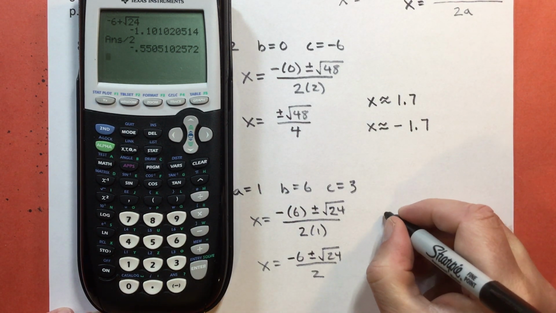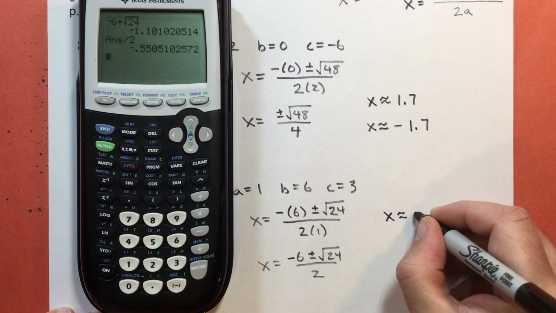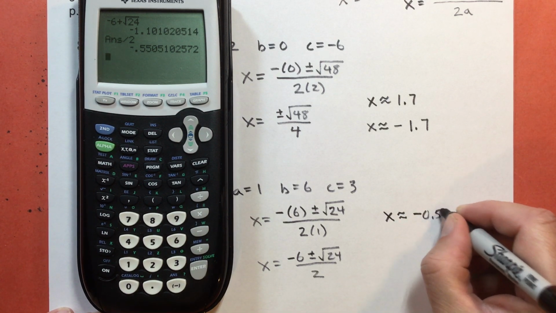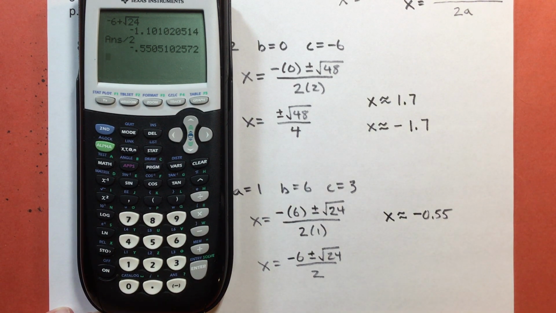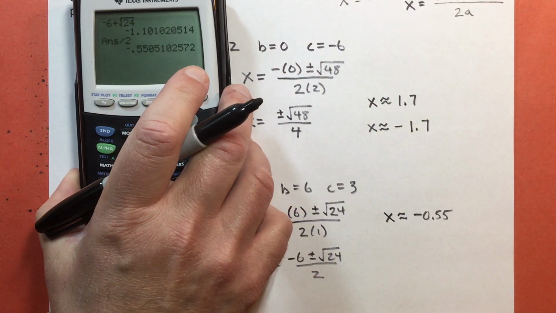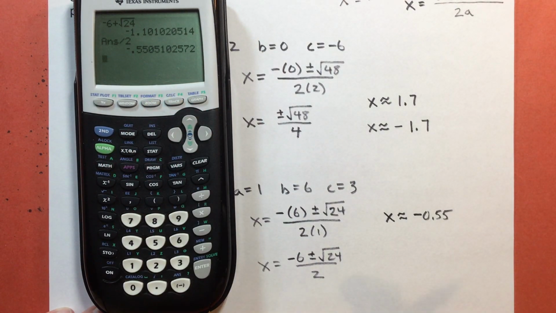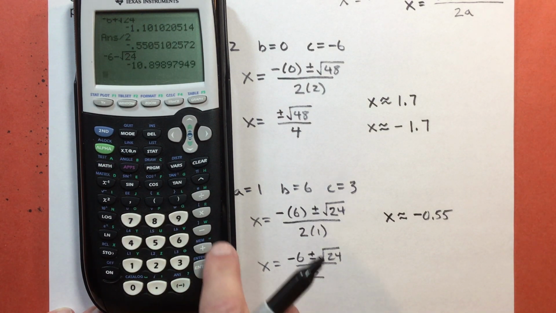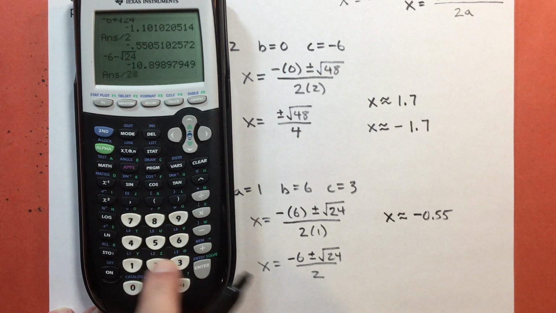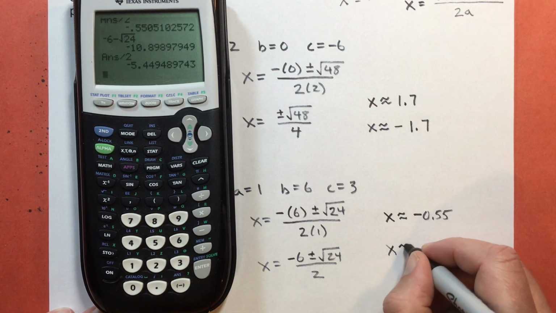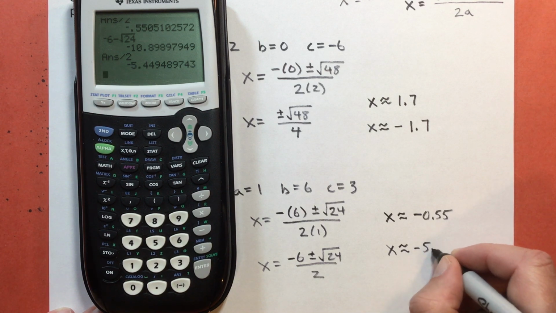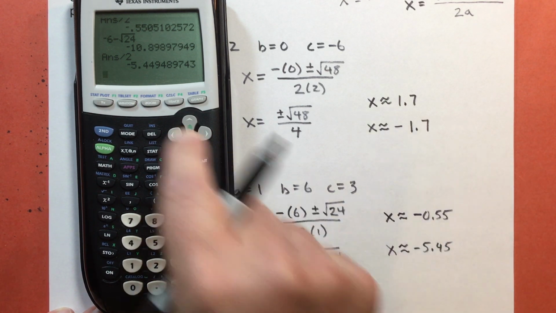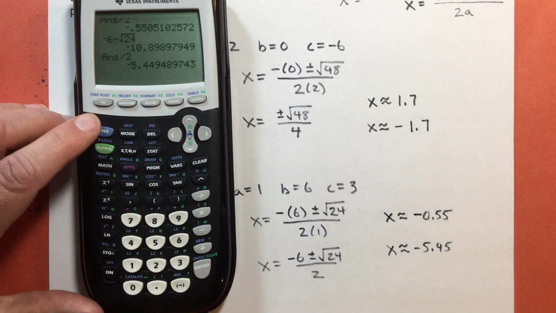And I'll go to 2 decimal places just because of the way it looks. Negative 0.55. And whether you go to 1 decimal place or 2 decimal places depends on the directions. These didn't have any directions with them, so I'm kind of picking and choosing. The other is going to be negative 6 subtract square root of 24, and then I'm going to divide that by 2. My other solution is x is approximately equal to negative 5.45. I know it says 44, but the 9 makes it round up. All right.